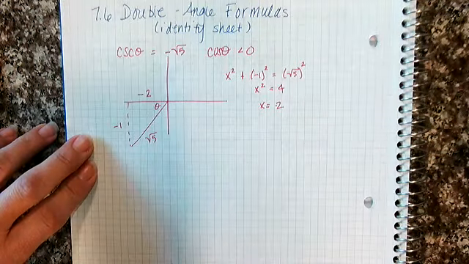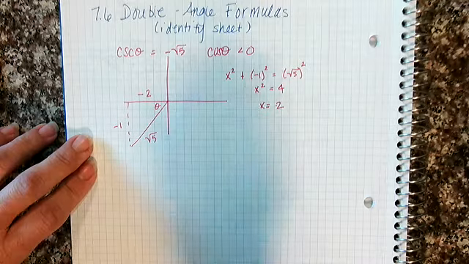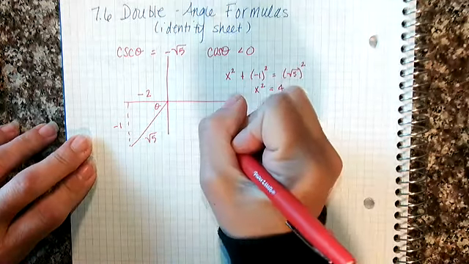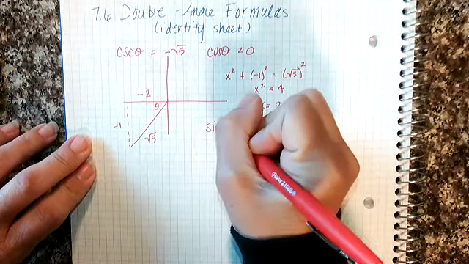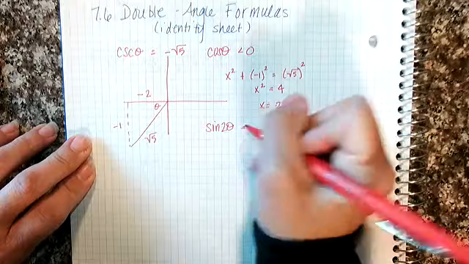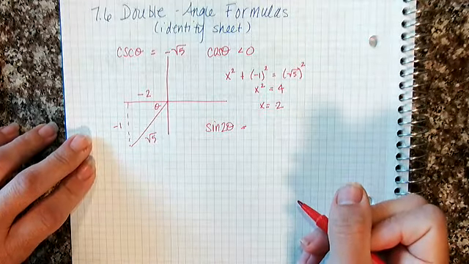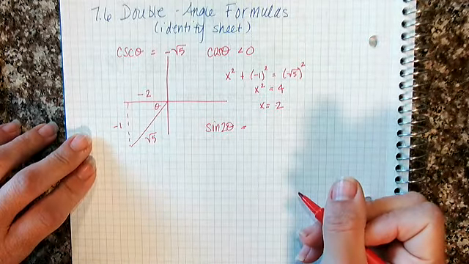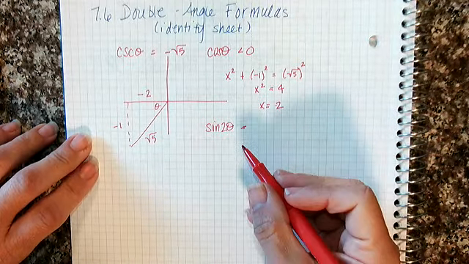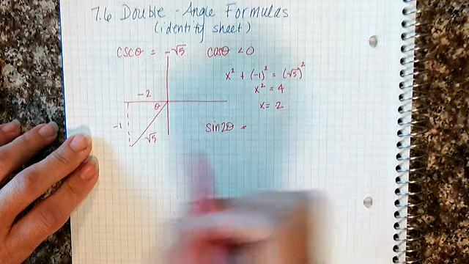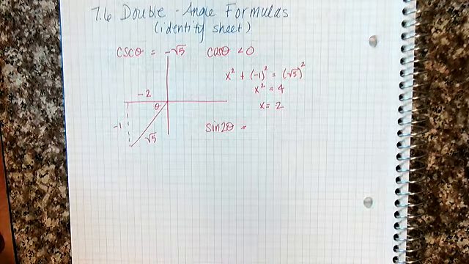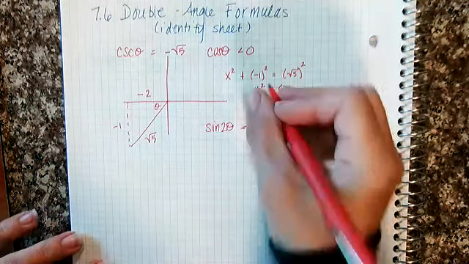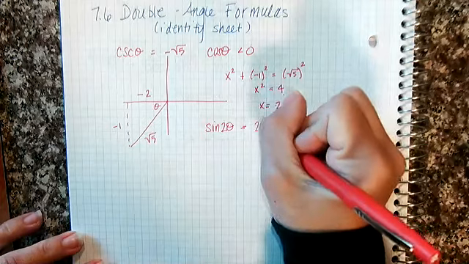I'm going to ask you to find the sine of 2 theta. The sine of 2 theta is very common, and you're actually going to use it quite a bit in calculus. It would be in your best interest to actually memorize this one. So this is going to be 2 sine cosine.